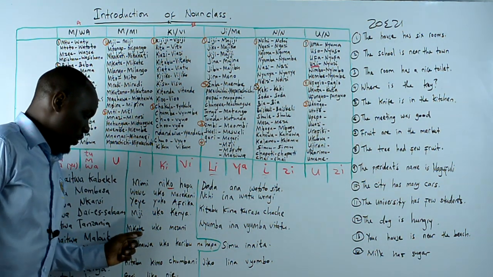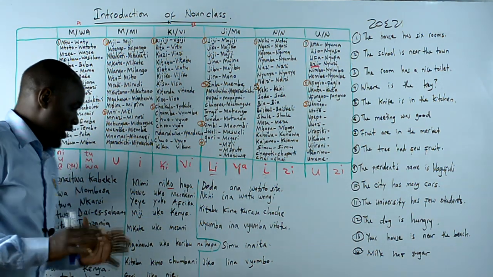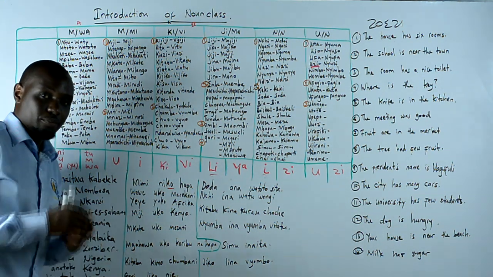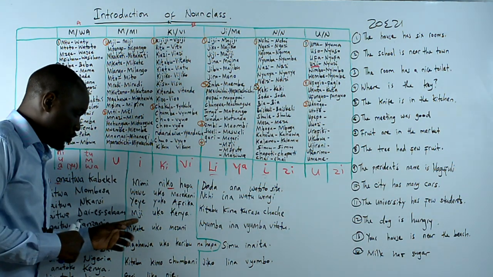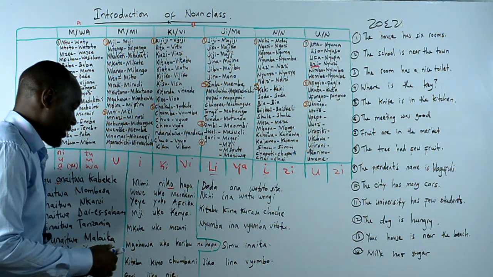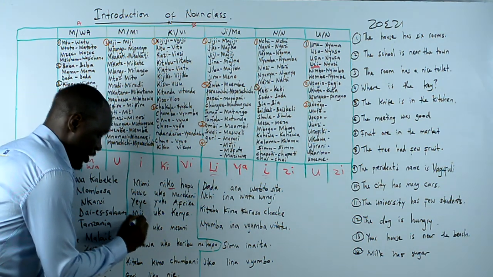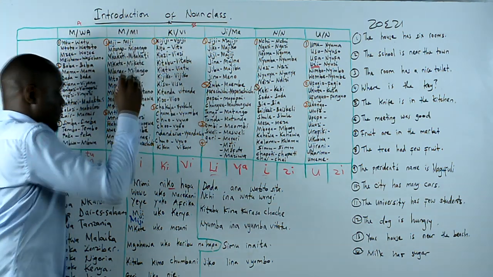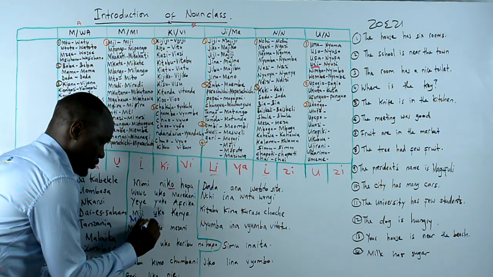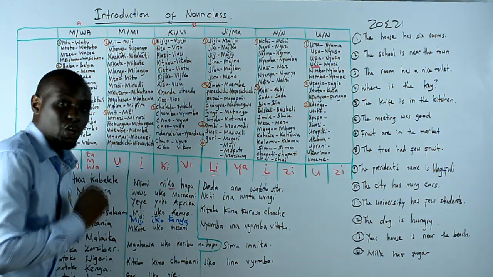You see that? So now I have a simple exercise for you. Can you make these sentences plural? Like mji uko Kenya. How do you say the towns are in Kenya? That will be miji, because mji is a town. The plural of this u will be iko. Miji iko Kenya. You see that?